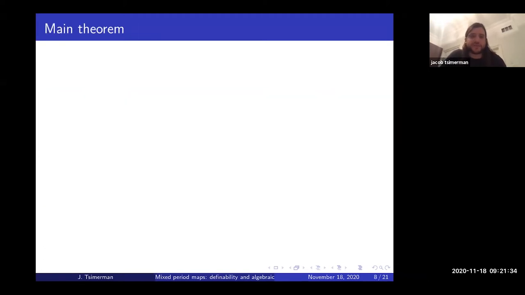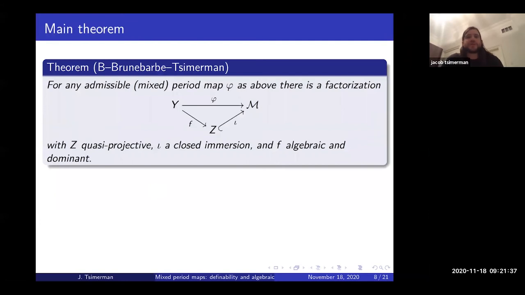I'm not going to go into it much more. So now the main algebraicity theorem, due to joint work with Baker and Mutabarb, is the same as before. If you now take an admissible mixed period map from some algebraic base Y, then once again, you can factor it as a map to a quasi-projective variety Z and a closed immersion iota. So the image under admissible mixed period maps is quasi-projective.